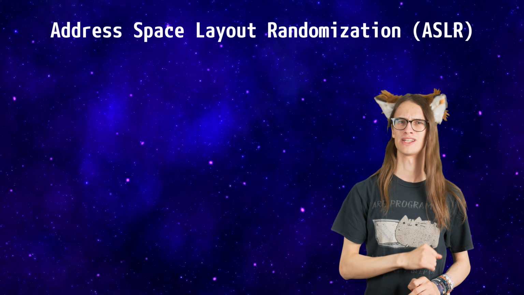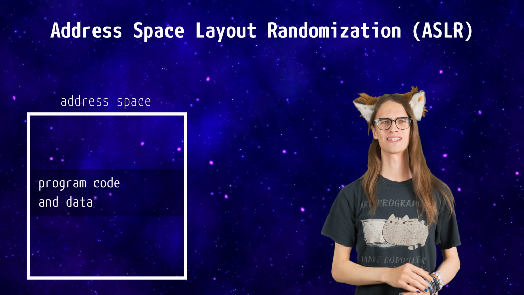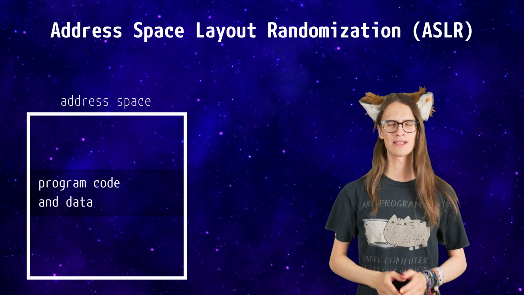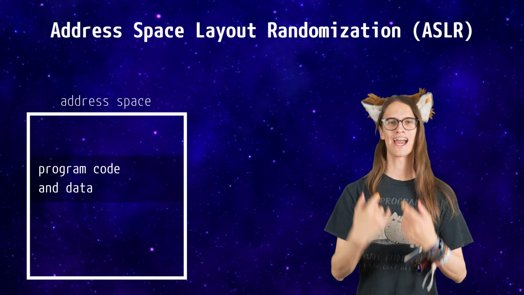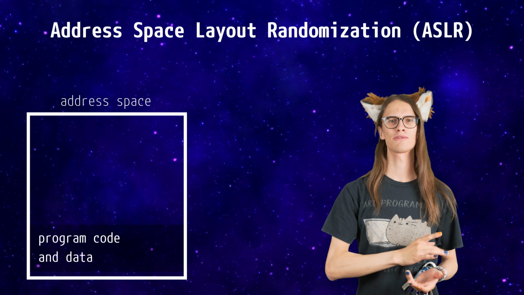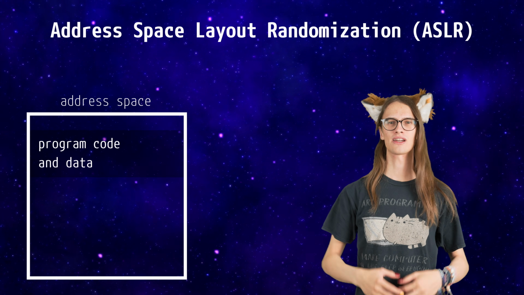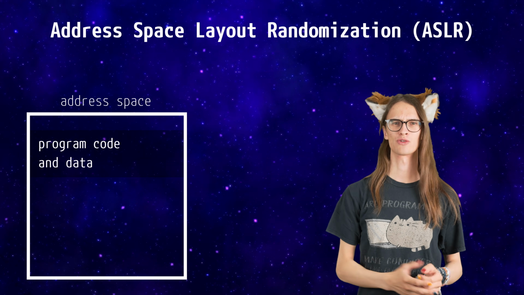Let's learn about something fun called address space layout randomization. For security reasons, we really want our programs to never be located at the same place in memory twice. We want the address to be random each time the program runs. This is what ASLR does. It's something our operating system handles automatically.